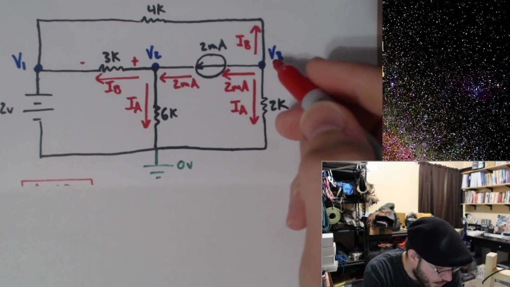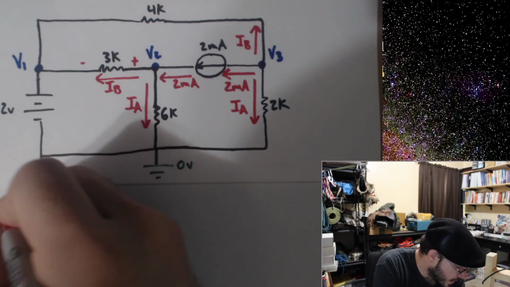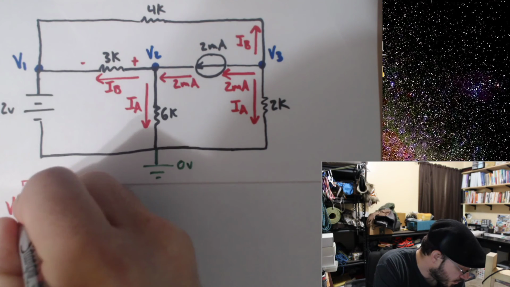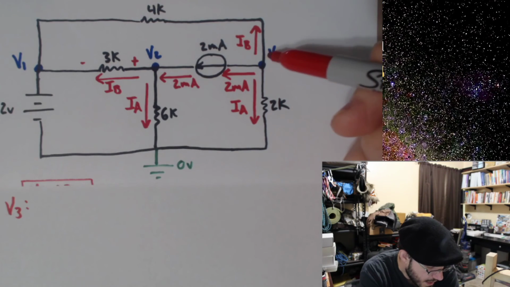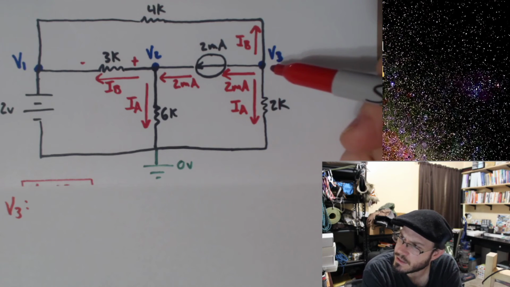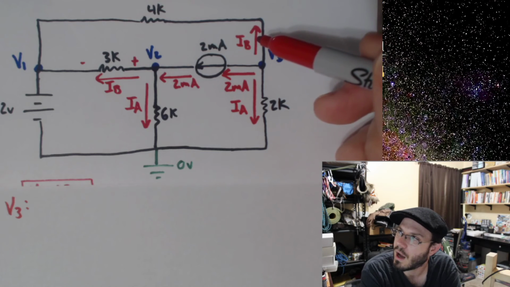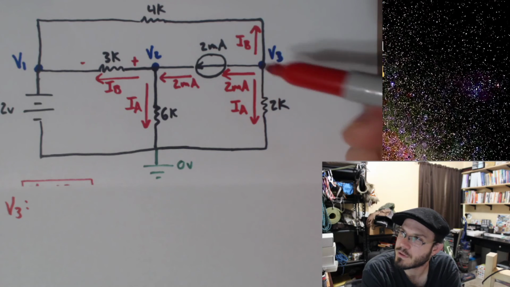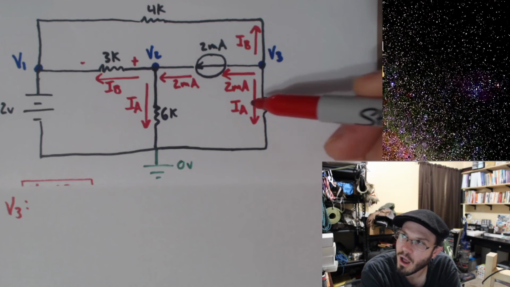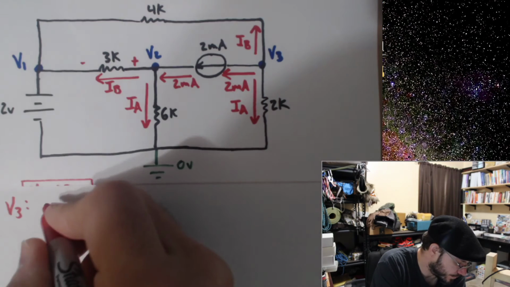So let's go ahead and write out the KCL for this node V3. Easy enough. They're all leaving this node, so they should all cancel out. So IB plus 2 milliamps plus IA should all be equal to 0.